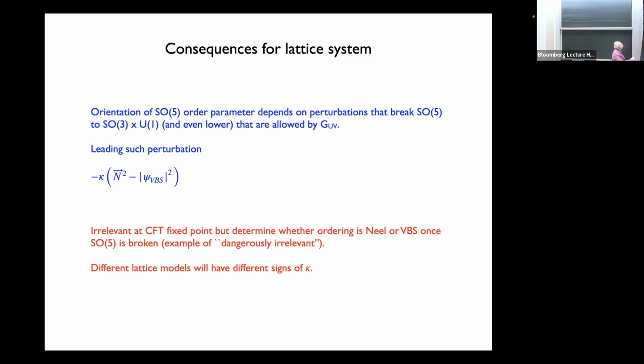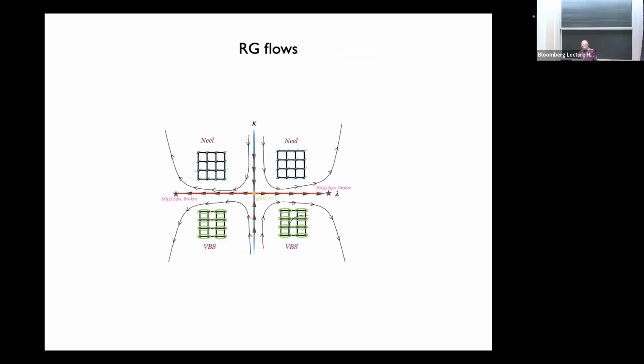Now, what determines the sign of kappa? It's determined by the UV Hamiltonian, which I haven't specified. So as I change parameters in an underlying lattice model, some models will have one sign of kappa, and other models will have another sign of kappa. So I can get any sign of kappa depending on the parameters of the UV model.